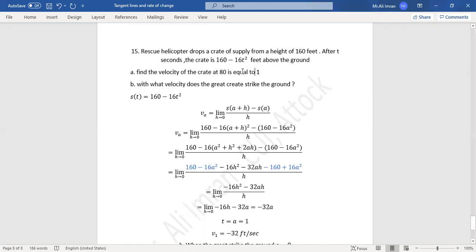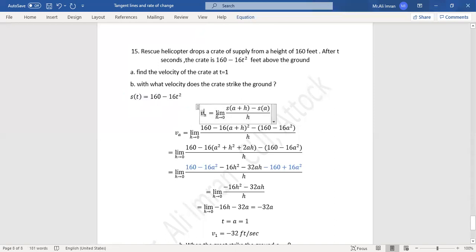At t is equal to 1 second, with what velocity does the crate strike the ground? This is the equation of the height, which can be the position of the crate, which can be interpreted in terms of mathematics. S of t is equal to 160 minus 16t square. This is the formula for velocity.